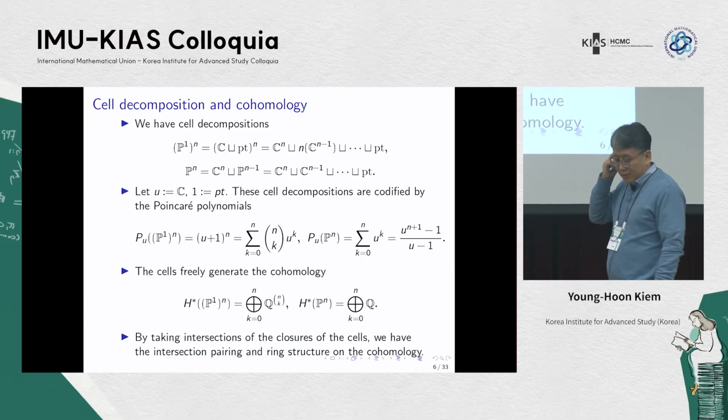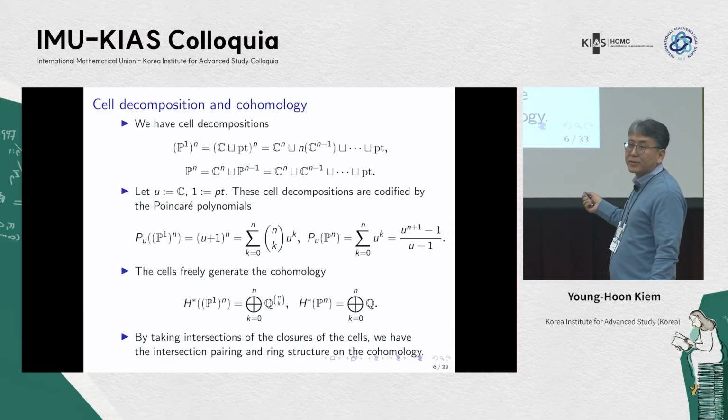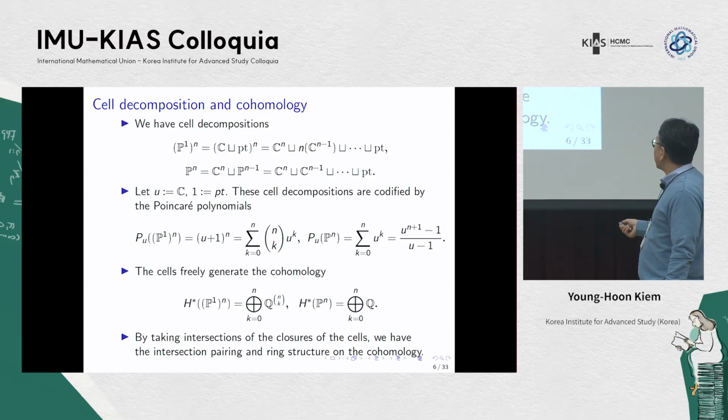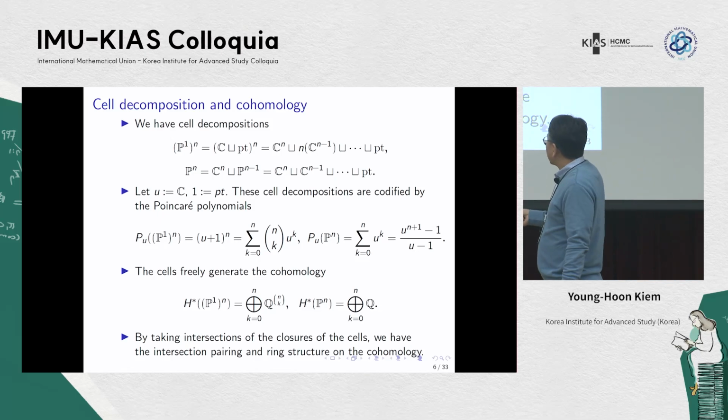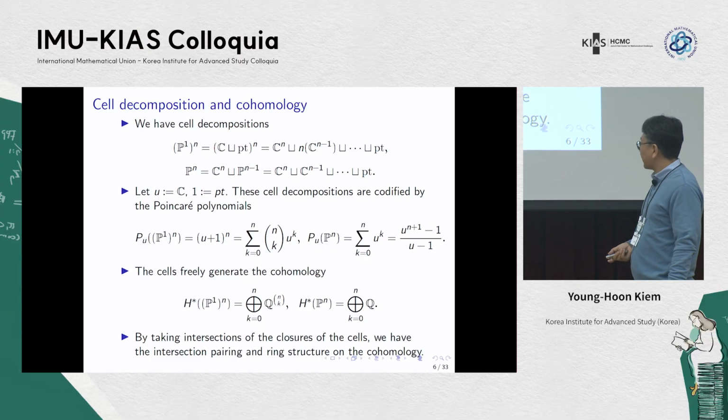On the other hand, you can also think about a graded vector space generated by all these cells here. So in the case of P1 to the nth power, in dimension k, you have n choose k k-dimensional cells. So you have a vector space of dimension n choose k at degree k part. So this is a cohomology. And in the case of n-dimensional projective space, the cohomology is the direct sum of Q, k from 0 to n.